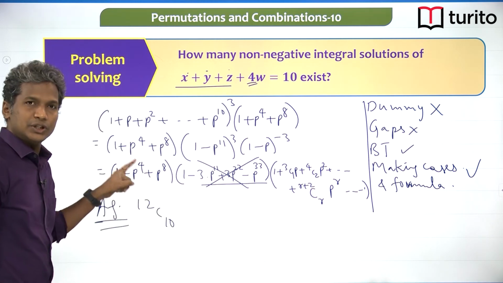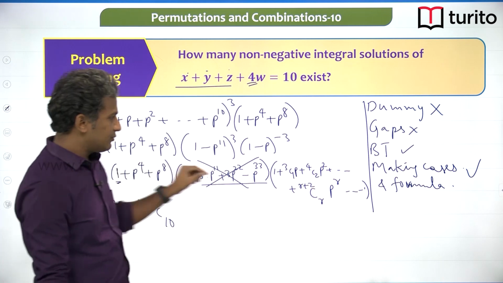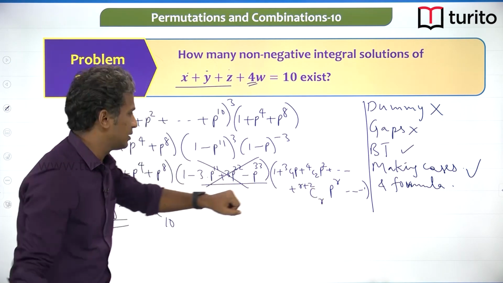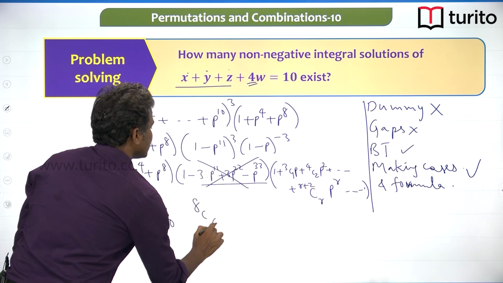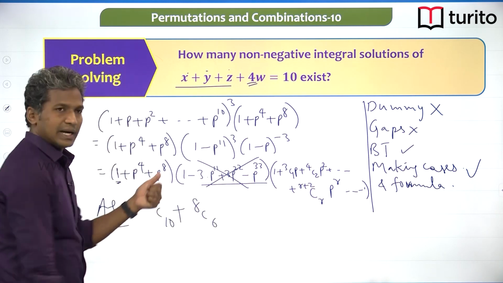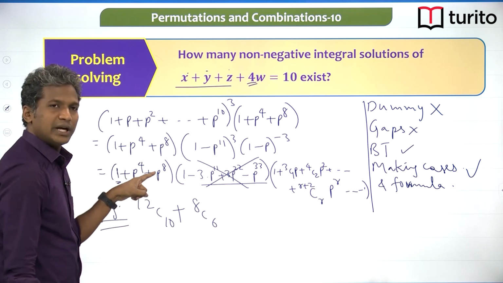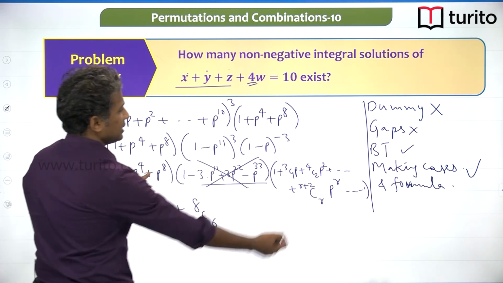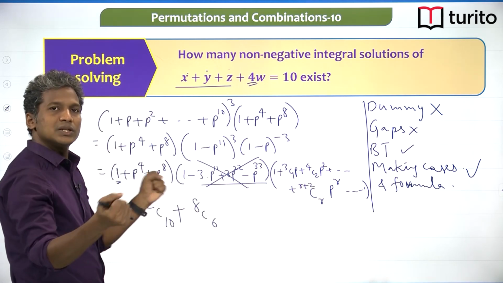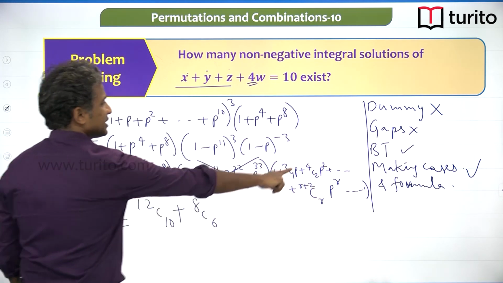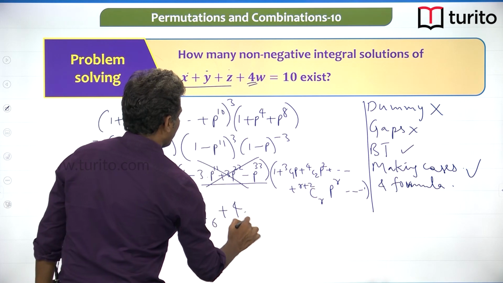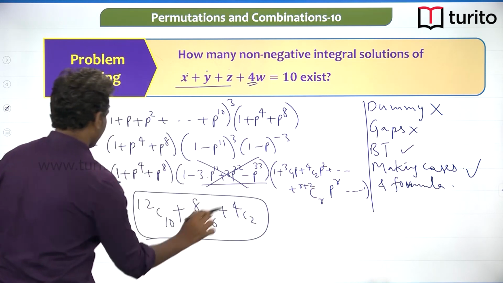And here there is p raised to 4. When I am taking p raised to 4, I have to take p raised to 6 from here. So put r equal to 6 in that. So that will give me 8c6, right? So we are adding it. And again p raised to 8, so this coefficient is 1, and here we have to take p square, so that the product becomes p raised to 10. So when I take p square, I am getting 4c2 here. So this will be our required value.